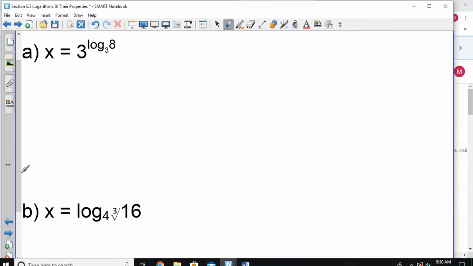So if I asked you to solve these things, x equals 3 to the log base 3 of 8 power. Equals 8. The 3 and the log base 3 would cancel. That's our property.